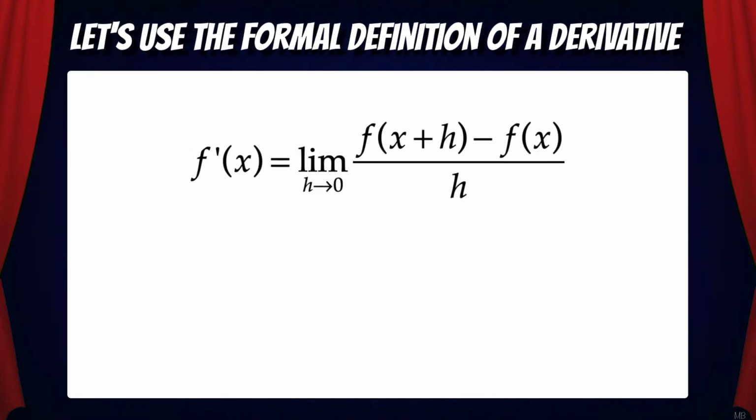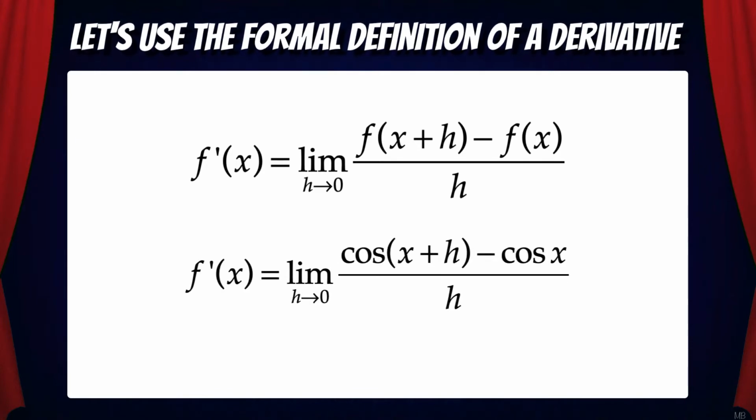f'(x) equals the limit as h goes to 0 of f(x + h) minus f(x) over h. Plugging in cosine, we get f'(x) equals the limit as h goes to 0 of cosine(x + h) minus cosine x over h.